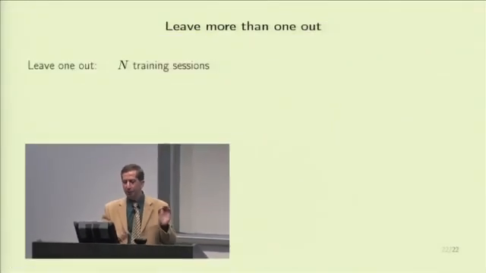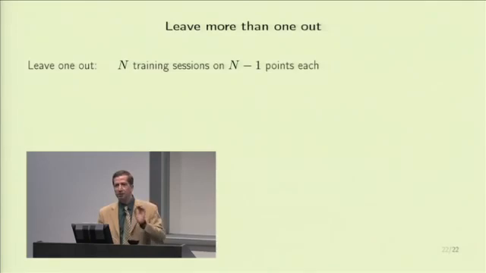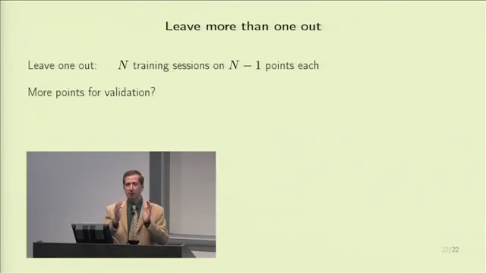So when you have leave one out, you have n training sessions using n-1 points each. So now let's consider taking more points for validation. One point makes it great because n-1 is so close to n that my g minus will be so close to g.